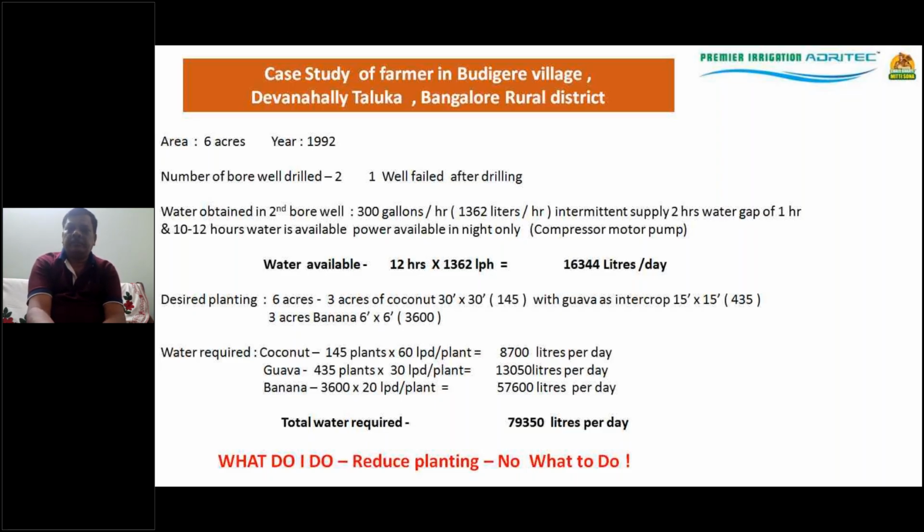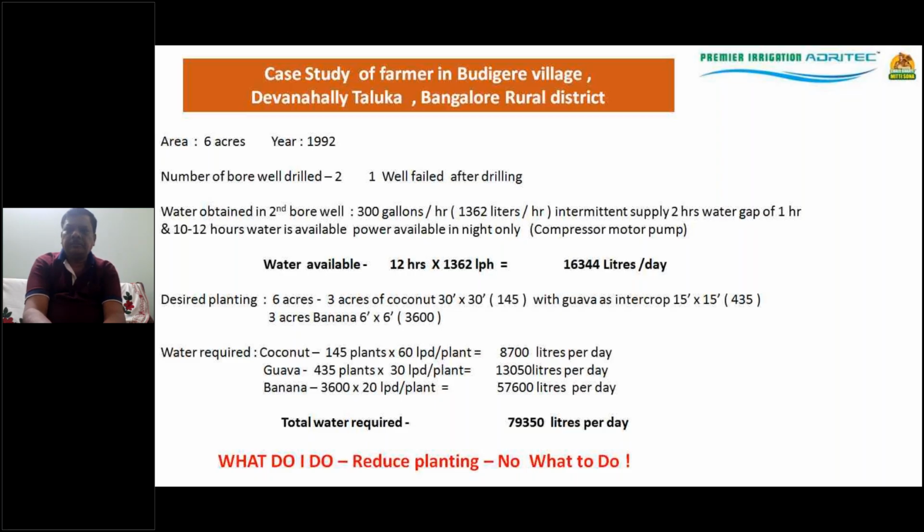And another problem that he had was with the power. The pukka 3-phase was available only in the night. And he had used a compressor motor because the water was not coming continuously. It will come in spurts. So that means if I look at the water that was available to him for 12 hours at 1362 liters per hour, it is only 16,344 liters per day. But he had a big ambitious plan. What was his plan?